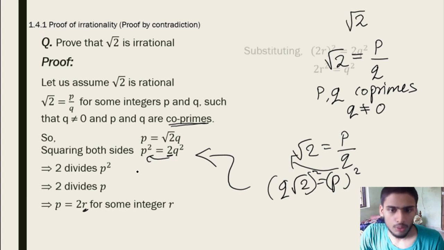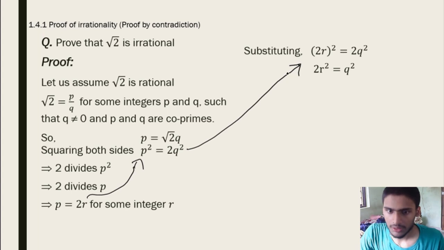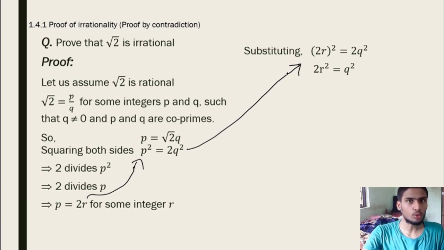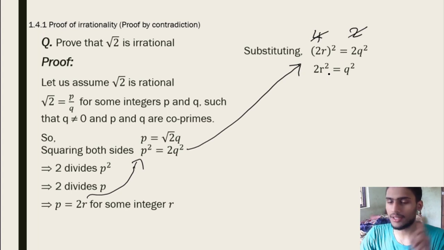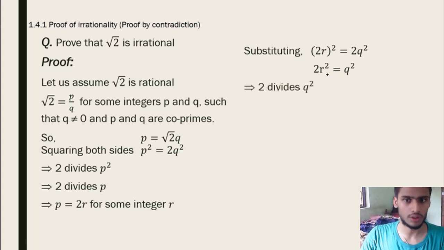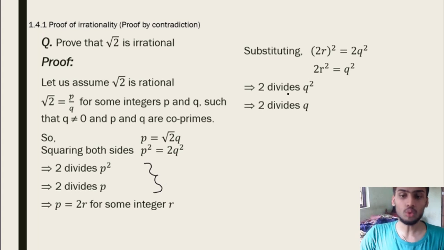Now what we do is we take this result, that is p is equal to 2r, and we put it in our previous equation and we get a new equation, that is (2r) whole square equals 2q square. That is, you can actually have a 4 and 2 here and you will cut it, and here you will notice something interesting. 2r square equals q square. According to the exact same logic, r square is a natural number, q square is a natural number. So 2 is a factor of q square. 2 divides q square. And using the exact same theorem we just used a second ago, we can conclude that 2 divides q as well.